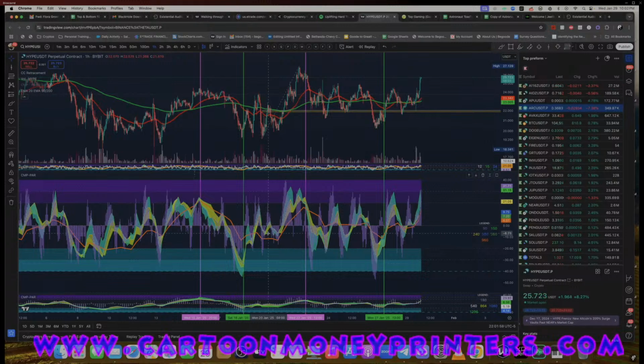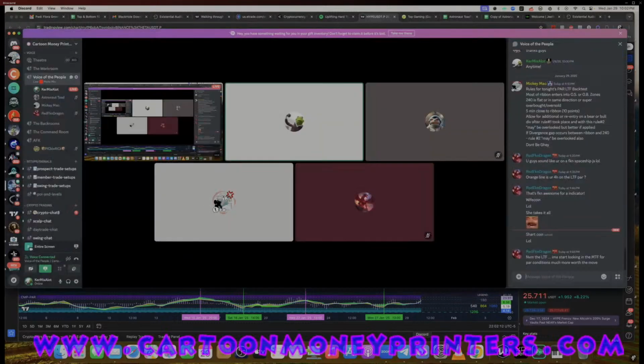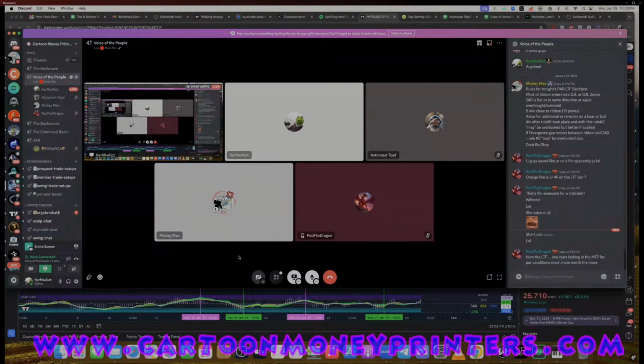It's right here. The orange started turning again. So that's it. Any questions? I'm gonna start looking in the mid time frame.